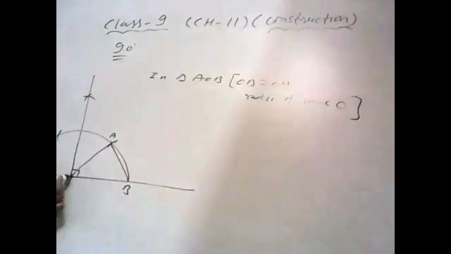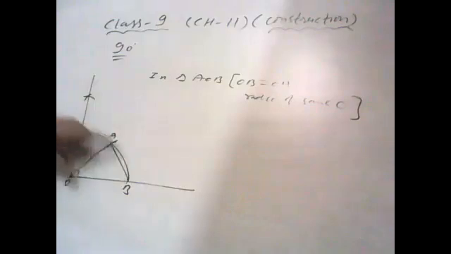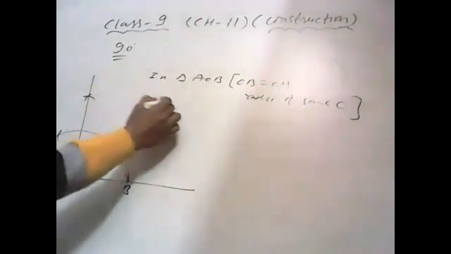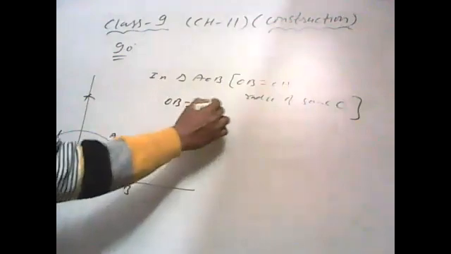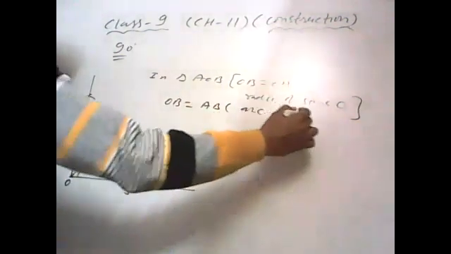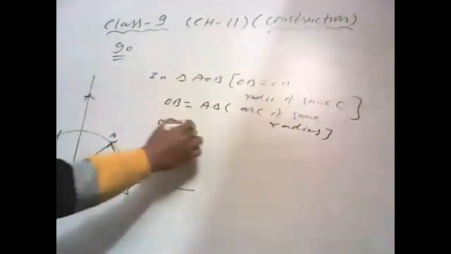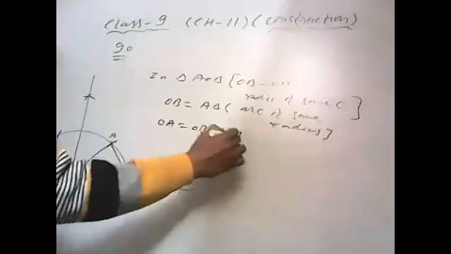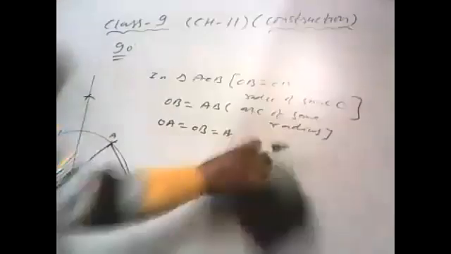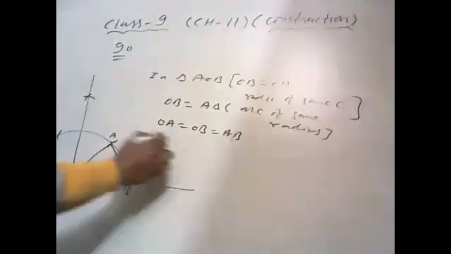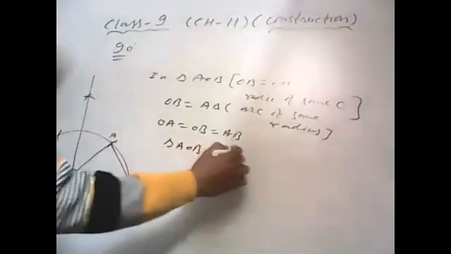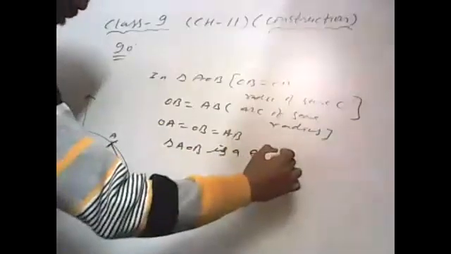Now, OB and AB are also equal. Why? Because the radius we took here to make the semicircle, with the same radius we cut the arc. Yes or no? So OB will be equal to AB also, arc of the same radius. By these two, OA is equal to OB is equal to AB. It means what? A triangle in which all three sides are equal. Then triangle AOB is an equilateral triangle. Yes or no?